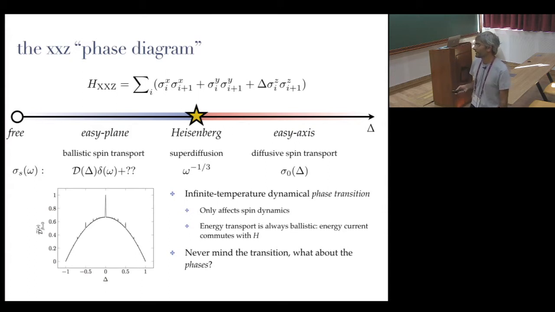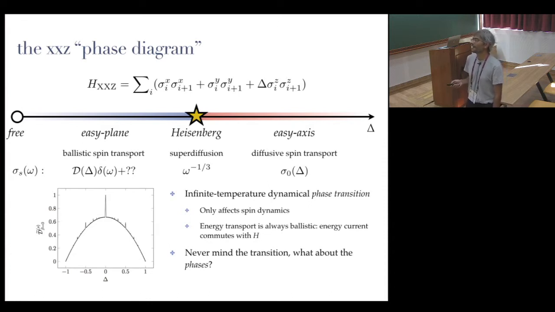And there's the easy axis regime where spin transport is diffusive, and there's of course this intermediate point you've heard a lot about, where you have anomalous diffusion, sort of halfway between being diffusive and being ballistic. This only happens in spin transport. Energy transport, on the other hand, is always ballistic. Nothing interesting happens there.